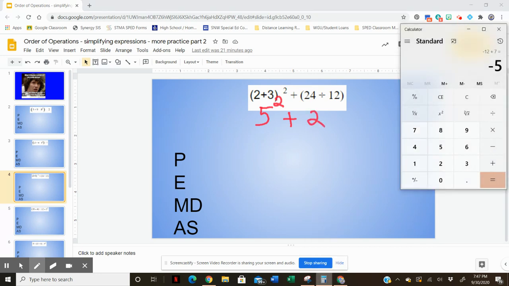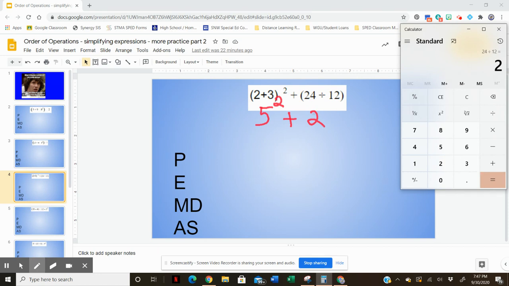But if you're not sure, again, use your calculator. Your calculator is going to give you the answer. 24 divided by 2 is, oh, I did that wrong. I divided by the answer. 24 divided by 12 is 2.